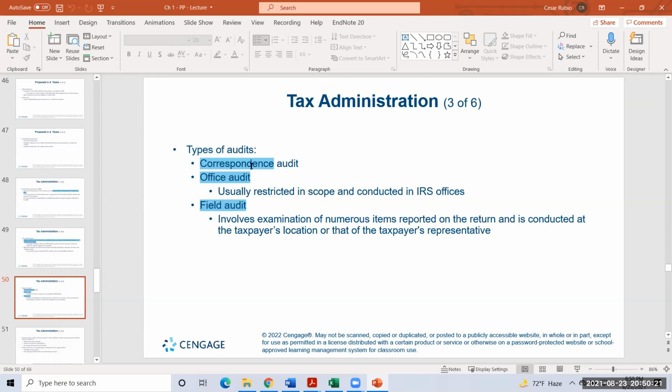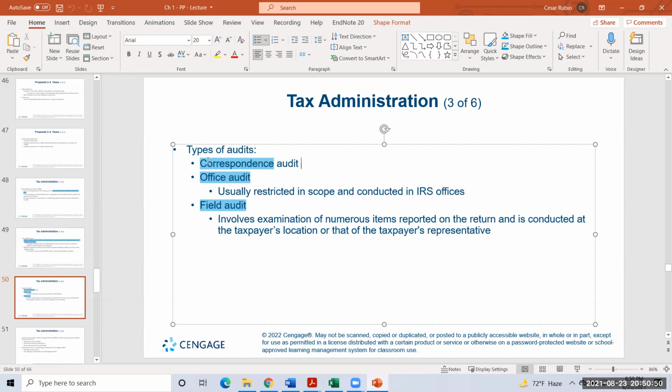Types of audits, you have correspondence, office audit, and field audit. Correspondence audit is the most typical. That means that you will get a letter from the IRS asking you to comply with some documentation. So if you're reporting some deductions, they may ask you to submit copies or things like that. So they're auditing you, but it's all through correspondence.